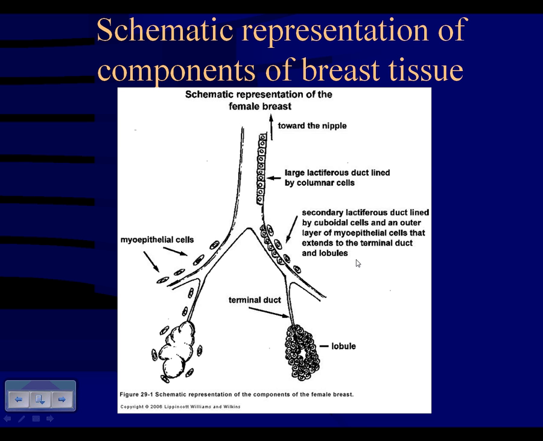Again, here's the representation of all these different breast tissues. This is as we're going towards the nipple and the ducts get larger. They tend to have more of a columnar type lining. As we get to the smaller lobular units, they get flatter and more cuboidal. Here's a terminal duct. Here's a lobular unit composed of all these small secretory acini. And these are representing the myoepithelial cells. They have more of an oval shape to them.